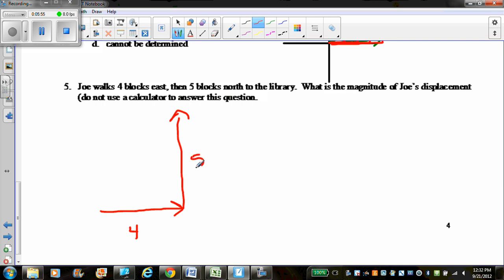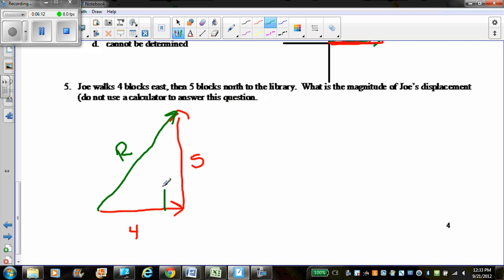Having a little trouble with my pen here. Hopefully you're doing better on your own. My resultant goes from, I'll draw it in a different color, the tail of my first vector to the head of my second vector. And all we want is the magnitude. All we want is r.